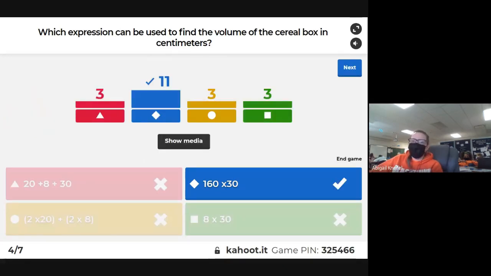The correct answer is the blue one, because you could have done the 20 times 8, which you would have gotten a 160, then you would have done that times 30. So you should have picked the blue one. Most of you picked that. Good job.